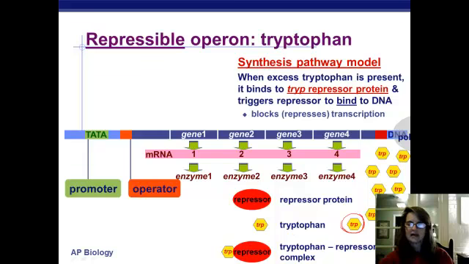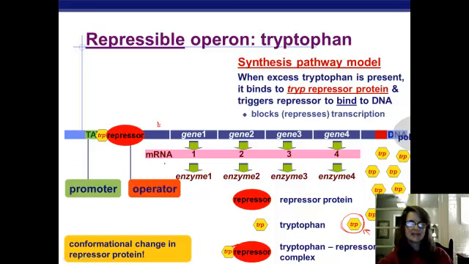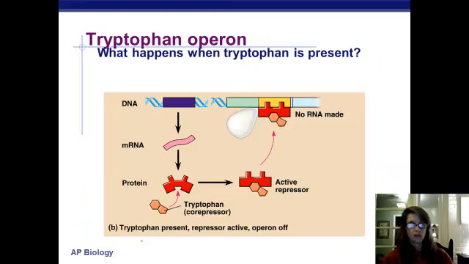Okay? But suppose we have enough tryptophan. In that case, if we have excess tryptophan, there might be enough tryptophan present to bind to the repressor protein. And that would cause the repressor protein to take a shape that allows it to bind to the operator. So when it binds to the operator, that RNA polymerase may come in, but it's not going to be allowed to bind and do its job. It's getting blocked. And that makes sense because clearly we have enough tryptophan. We don't need to keep running this pathway. We don't need to keep making these enzymes. So that's a helpful bit of gene control.